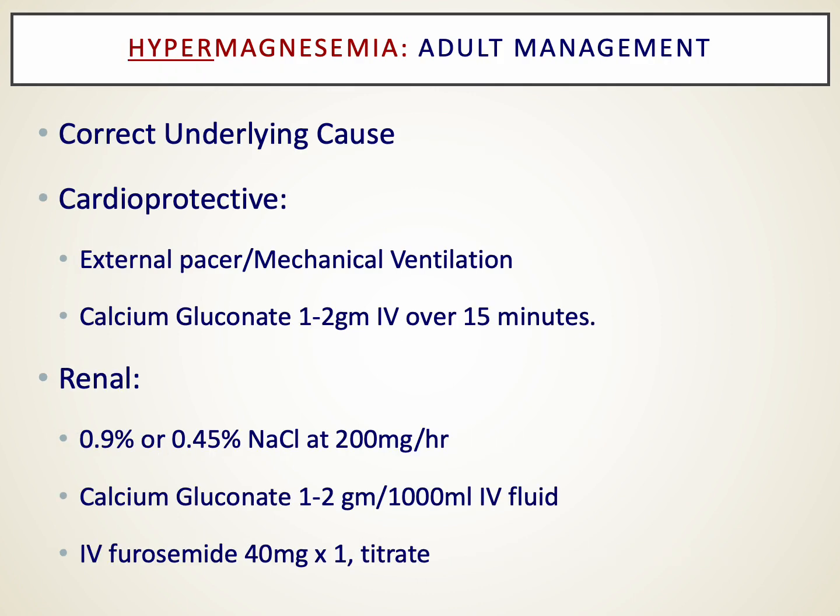The management of hypermagnesemia in adults is to correct the underlying cause and to look at calcium gluconate as a cardioprotective, as well as considering having somebody on telemetry to monitor for that. And then if you're trying to preserve their renal status, you want to make sure they're adequately hydrated. You might also consider a diuretic with calcium as well.